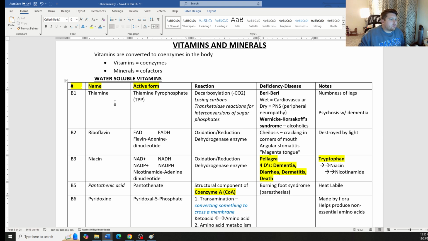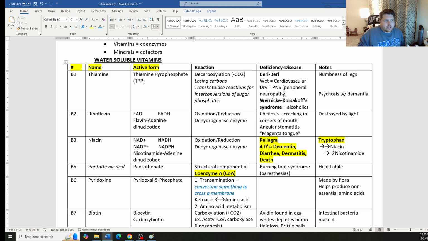B1, this is probably the most tested B vitamin of all of them. It is our thiamine. Thiamine is converted into its active form, known as thiamine pyrophosphate, or TPP. The reaction type for this is decarboxylation, so removing of CO2 from molecules. And with deficiency of our thiamine, we can have a couple different conditions. The first one being beriberi.